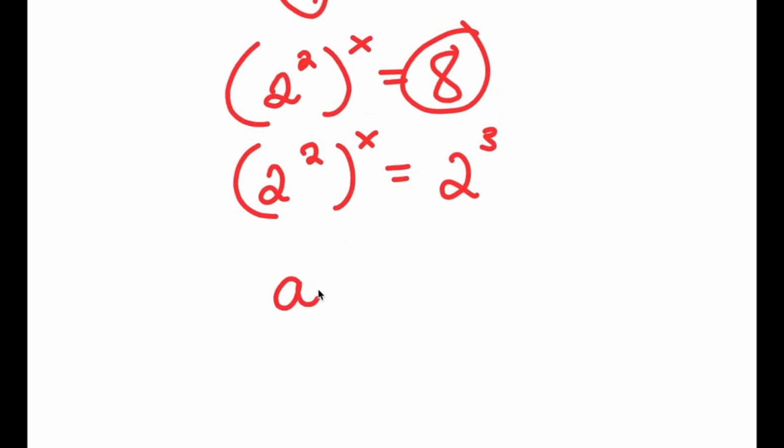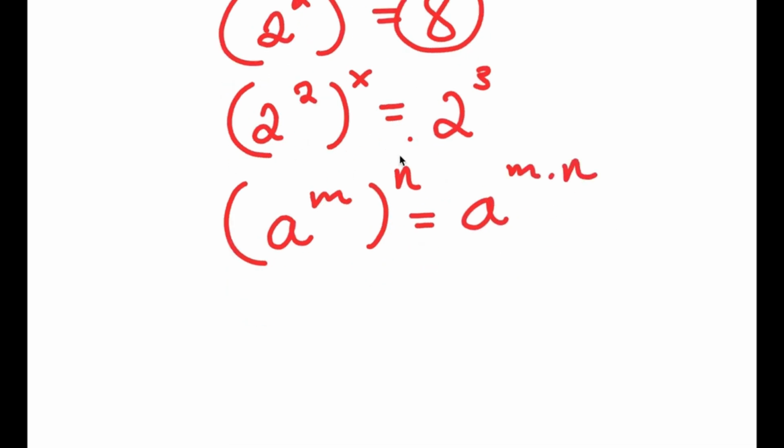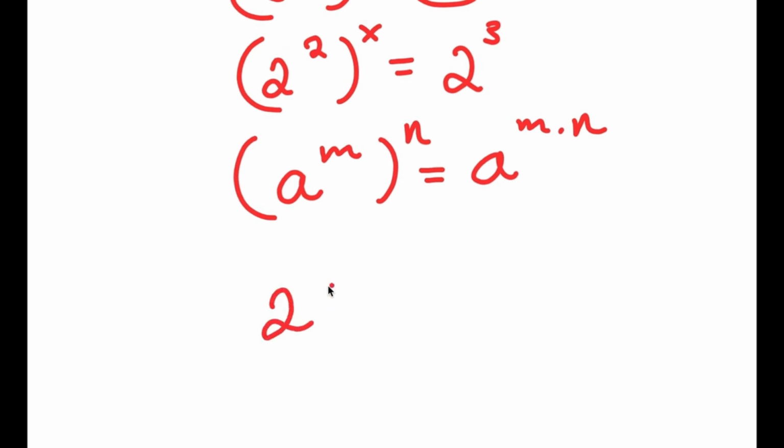And if I have something in the form a to the power of m to the power of n, this is equal to a to the power of m times n. So 2 to the power of 2 to the power of x, that's going to equal 2 to the power of 2 times x, which is simply 2 to the power of 2x. And now this is equal to 2 to the power of 3.